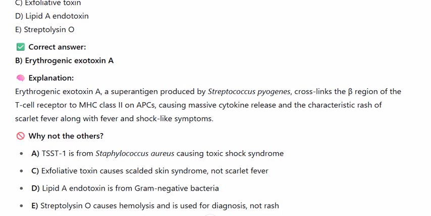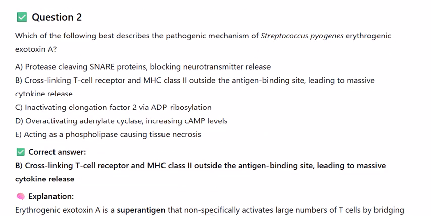Question 2. Which of the following best describes the pathogenic mechanism of Streptococcus pyogenes erythrogenic exotoxin A? A. Protease cleaving SNARE proteins, blocking neurotransmitter release. B. Cross-linking T-cell receptor and MHC class II outside the antigen binding site, leading to massive cytokine release.